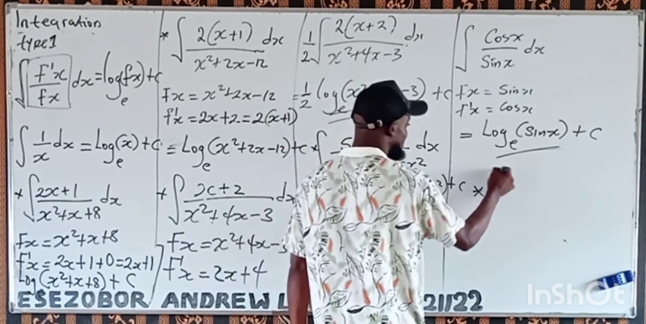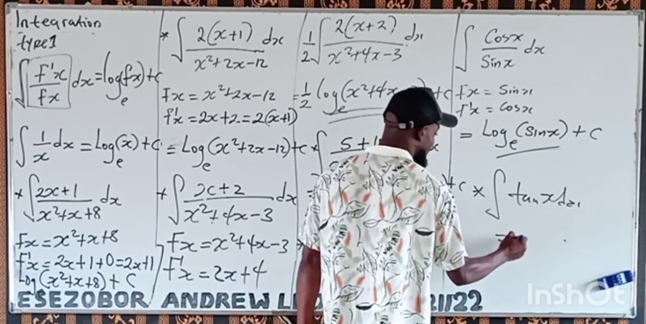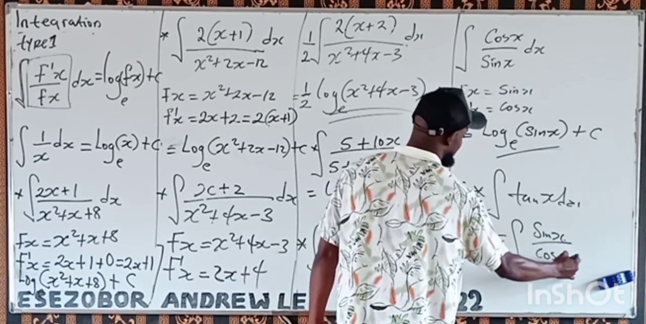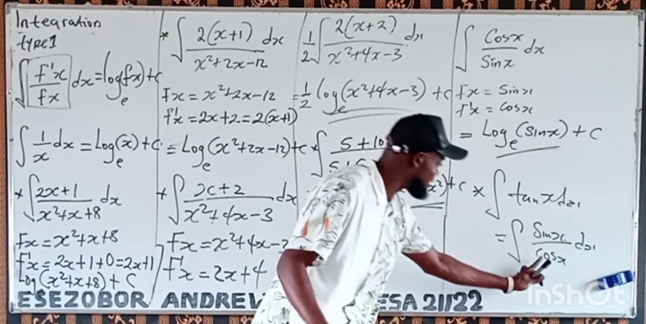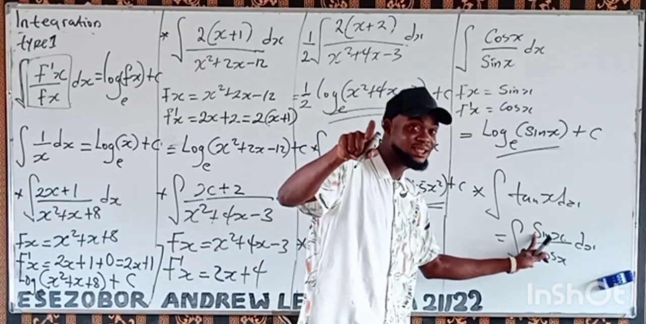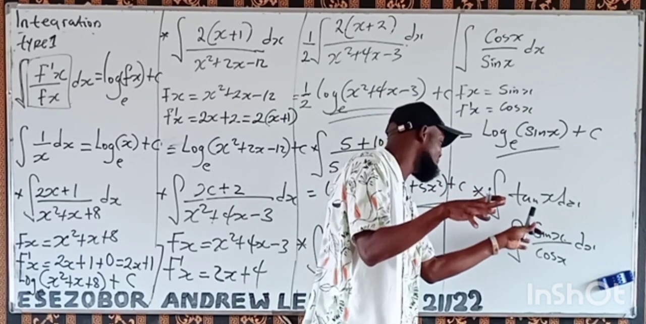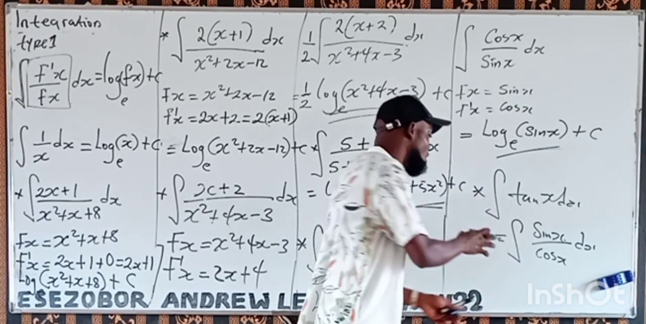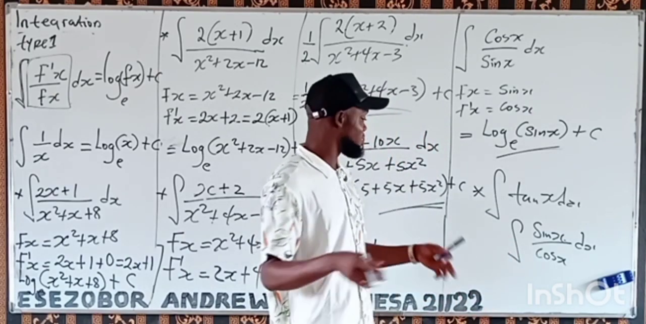So you go and do this one: integral of sine x dx, which is the same thing as the integral of sine x over cos x. If I differentiate cos x, it's going to be minus sine x, not sine x. So we are going to do some little manipulation here to ensure that we have minus here. Can we move the minus outside? There's no need to move the minus outside.